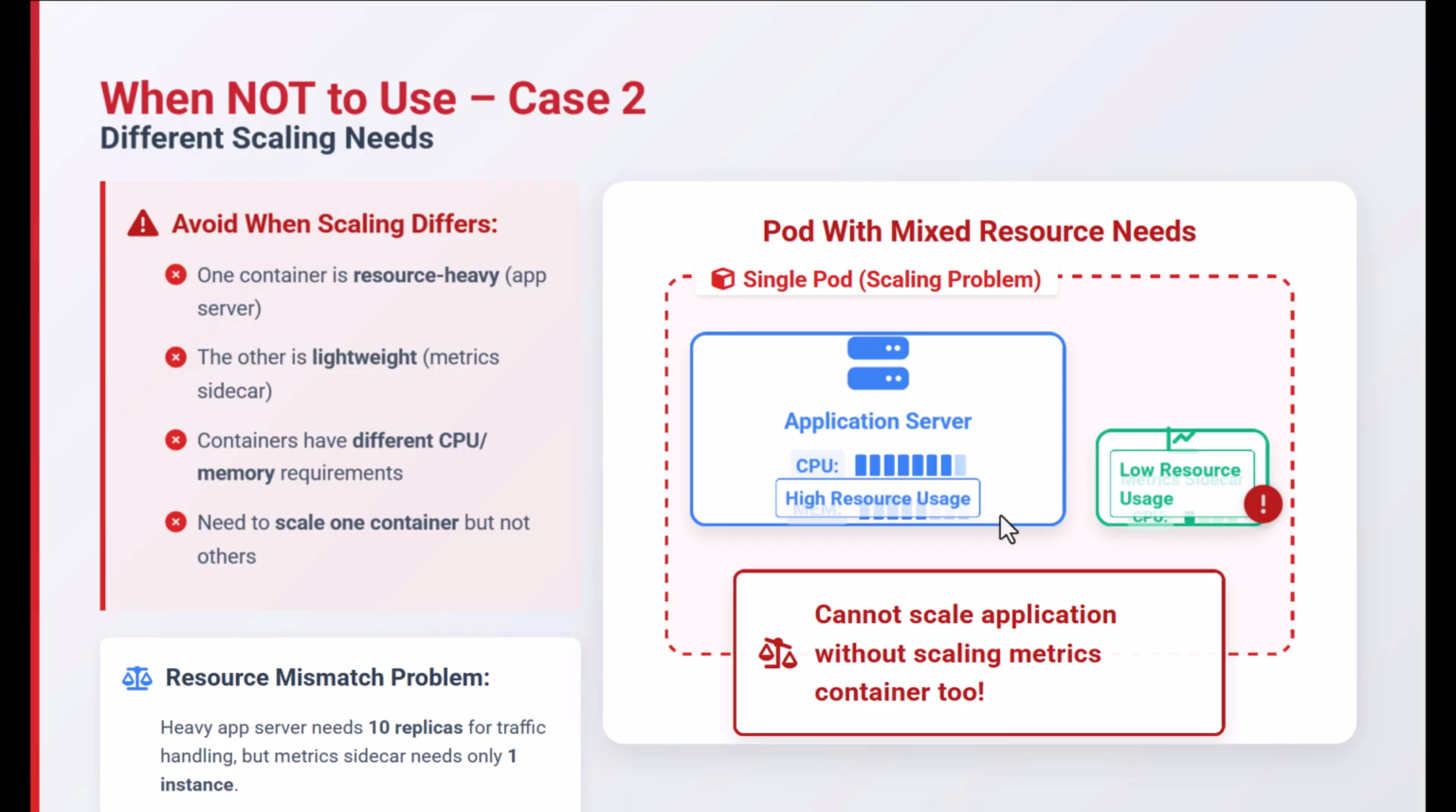In the example shown, the app server is CPU intensive and may need 10 replicas to handle the traffic, but the metrics container is light and only needs one instance. Still, you are forced to scale them together. This wastes resources and can lead to inefficient scaling. So, if the two containers don't share the same scaling behavior or resource demand, keep them in separate pods. It gives you more control and avoids unnecessary overhead.